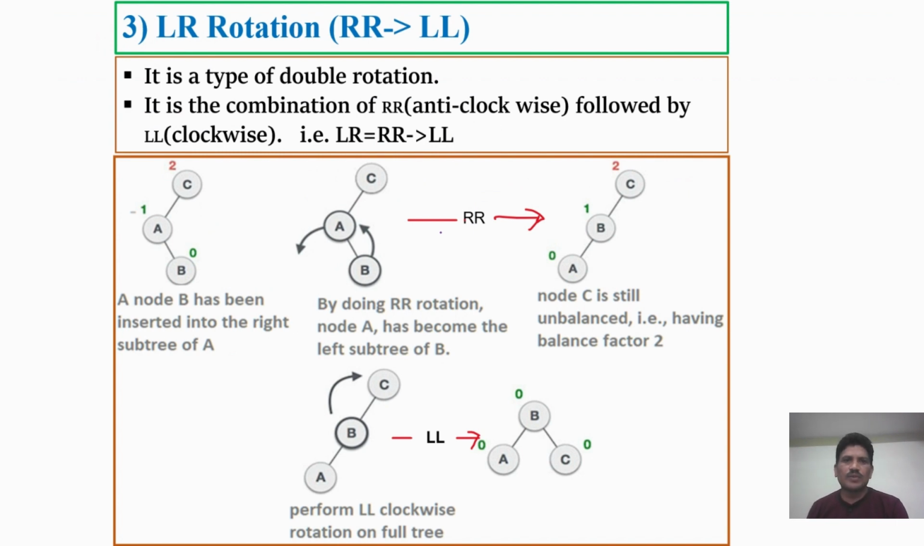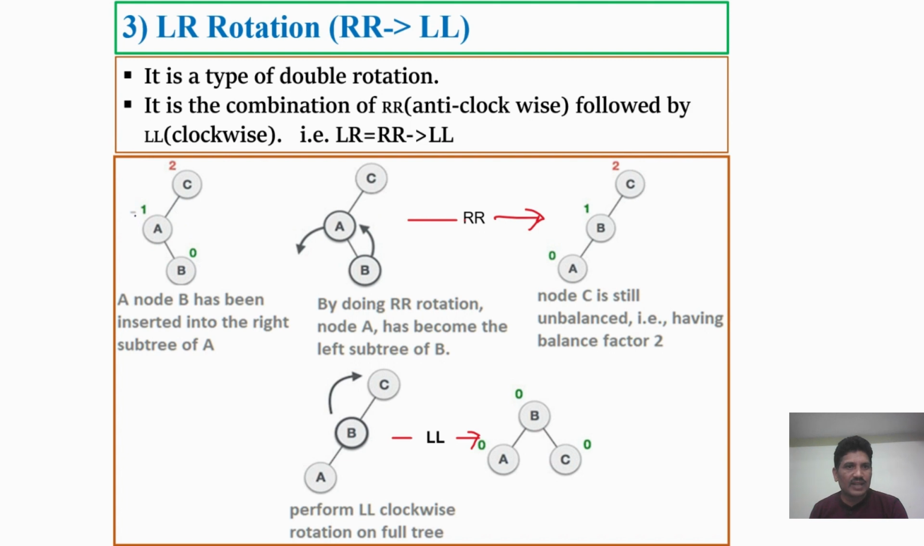It is a type of double rotation. It is a combination of RR and LL, RR followed by LL. You can do the rotation two times. First you should perform the LL rotation, sorry, the RR rotation. Then we should perform the LL rotation. In such cases, an example has been given over here.